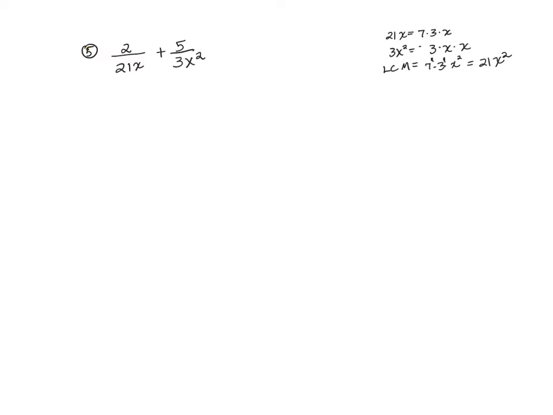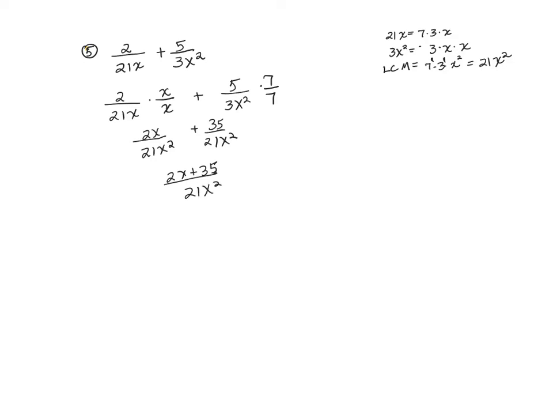To get that least common denominator, we would take the first fraction and multiply it by x over x. We would take the second fraction and multiply it by 7 over 7. And these are the factors that are missing. So when we put them together, we get 2x over 21x squared plus 35 over 21x squared. The final answer would be 2x plus 35 over 21x squared. Again, this is not factorable, so this is our answer in simplest form.